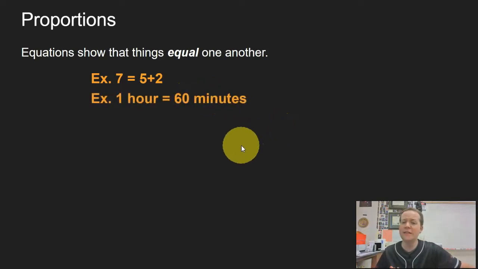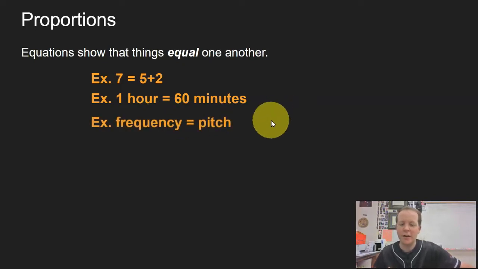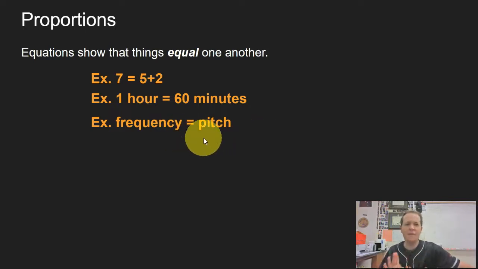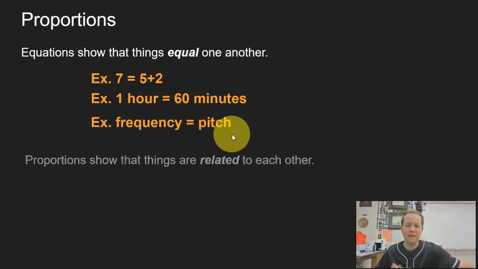All right, here's another example of an equation, or something that's equal. 1 hour is equal to 60 minutes. Nobody would debate that. These two things are equivalent. They are equal to one another. Also, in physics, you might not know this, but it's still true that frequency and pitch are the same thing in physics. Pitch is equal to frequency.